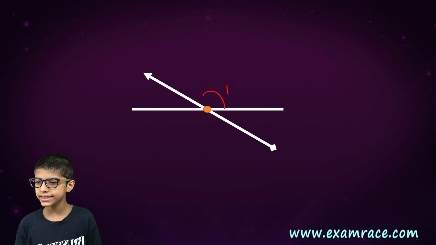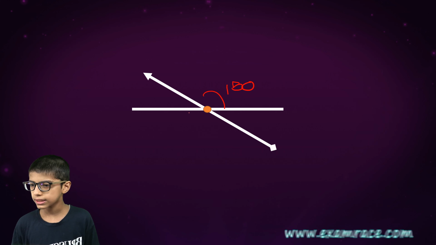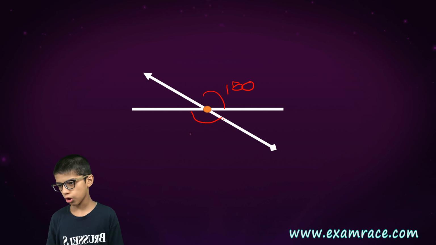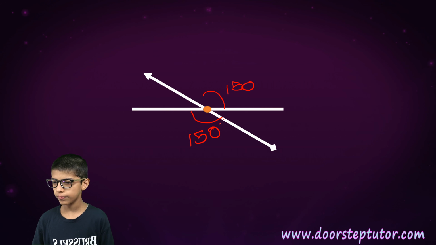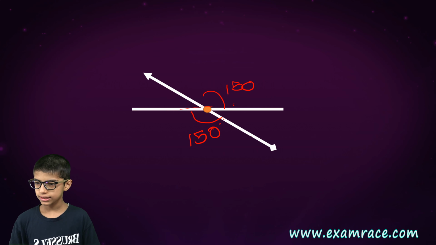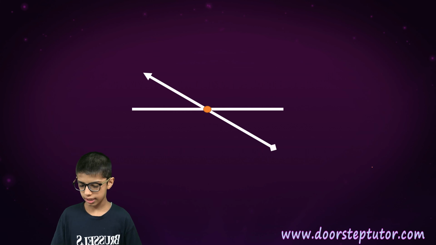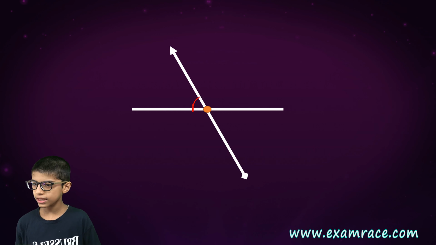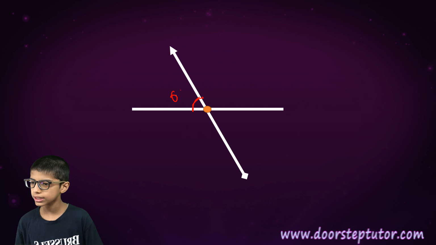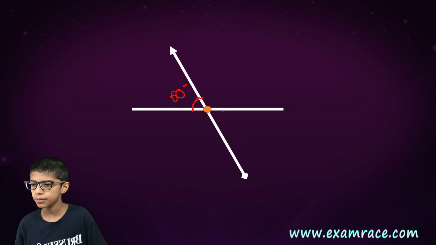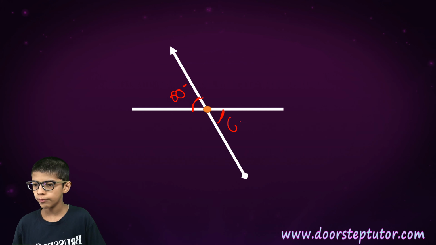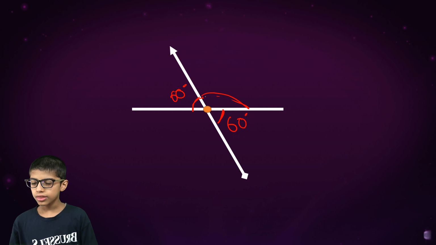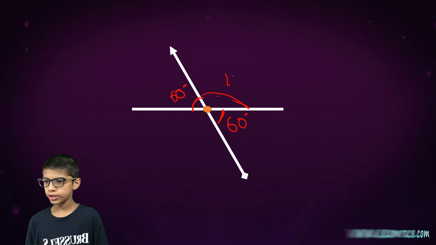Now, if this angle is 150 degrees, then the angle opposite to it would also be the same, which is 150 degrees, as this line cuts a line. Now, how much would this angle be? Yes, if this is 60 degrees, then the opposite of this angle would also be 60 degrees. What about this angle? Yes, it would be 120.